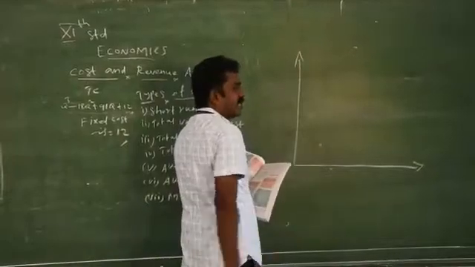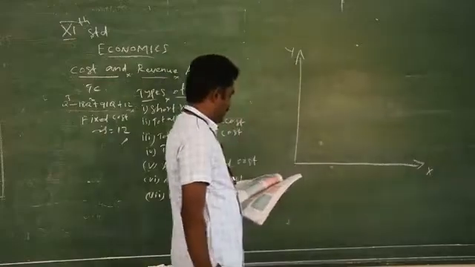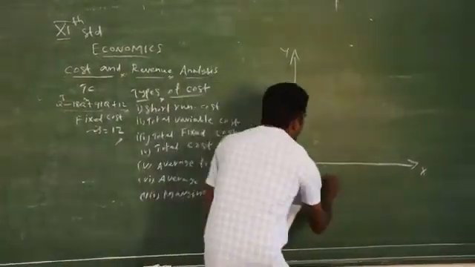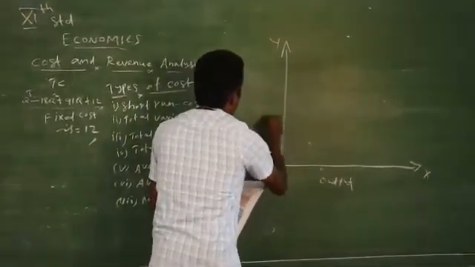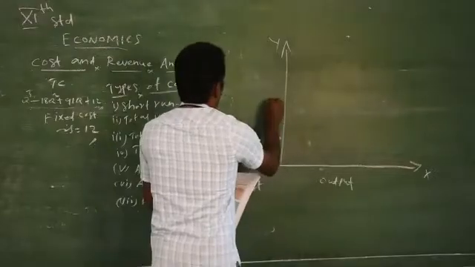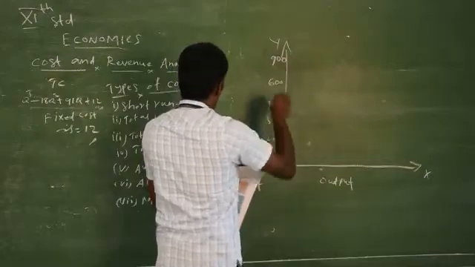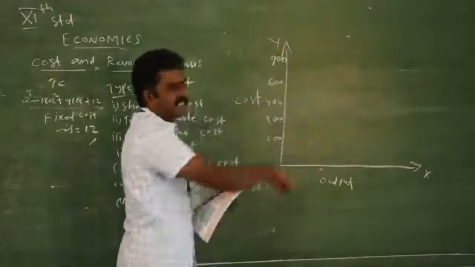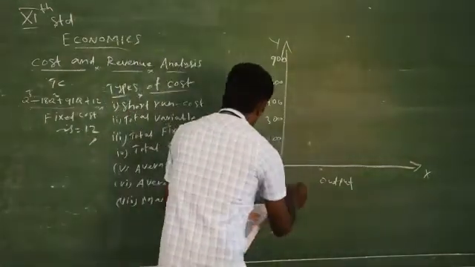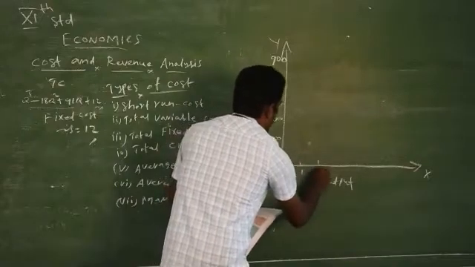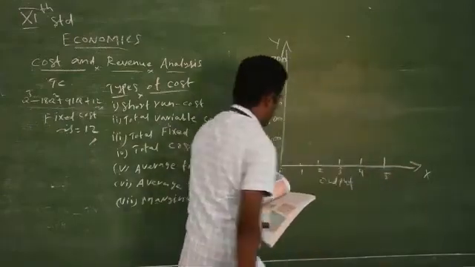Always when we draw the diagram, the y axis is the vertical line and the x axis is the horizontal. Here the output, I don't know, 300, 400, 600, 900. It is a cost. The y axis indicates the cost and the x axis indicates the output. Here 0, 1, 2, 3, 4, 5 units.